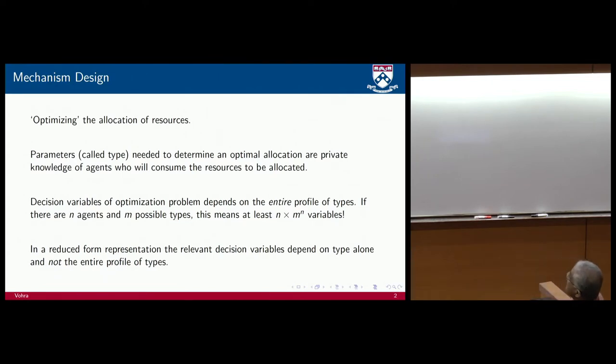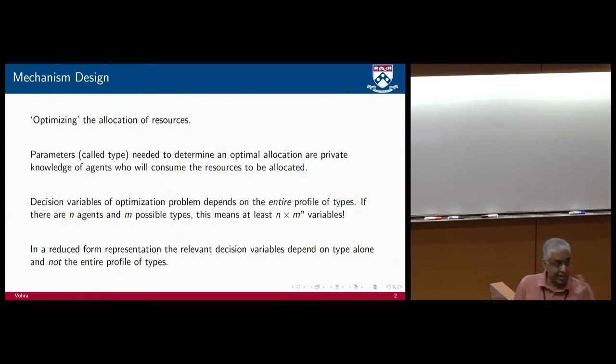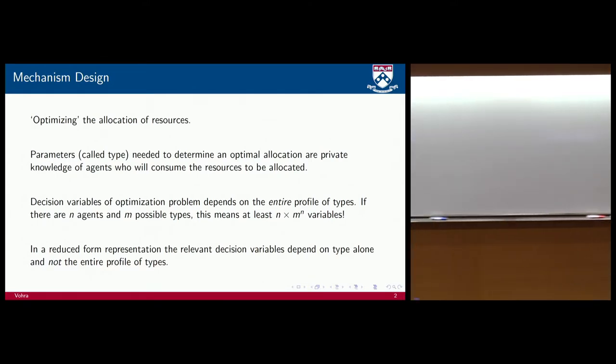So just as a thought experiment, imagine we have N agents and M possible types. That means we have at least this many variables that we have to keep track of, right? Does that make sense? Okay. Now, what is the reduced form doing? The reduced form is saying, at the end of the day, you only need a smaller set of variables which depend only on the type of an agent. So in other words, for each agent I have a variable that tells me how much they're going to get if they report T, their type. So that's a significant reduction in the number of variables that you have to work with, and potentially that could be useful when trying to analyze a problem.